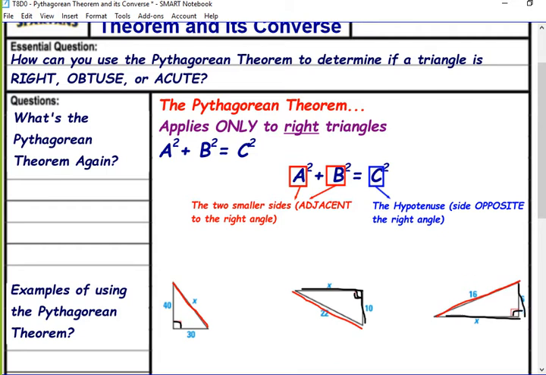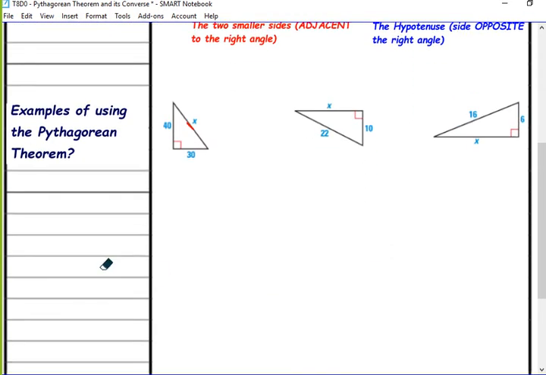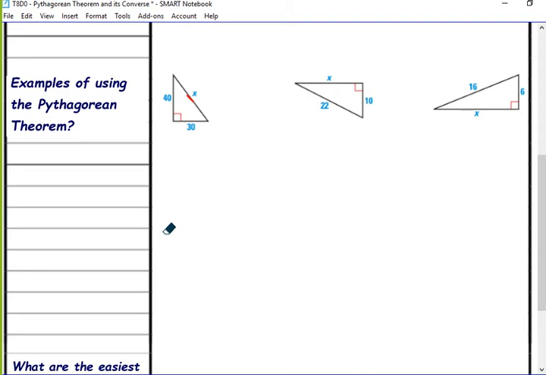Okay, now with that being said, we can jump into some examples. Let's just solve for X in each of these three cases. So a squared plus b squared equals c squared. Let me write that formula down first. a squared plus b squared equals c squared.